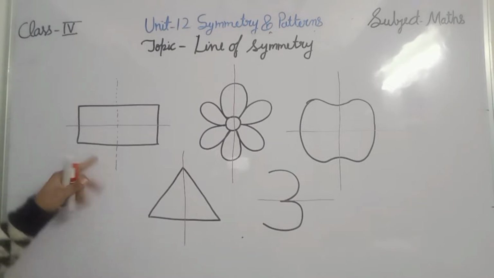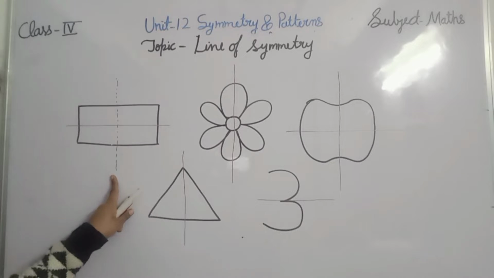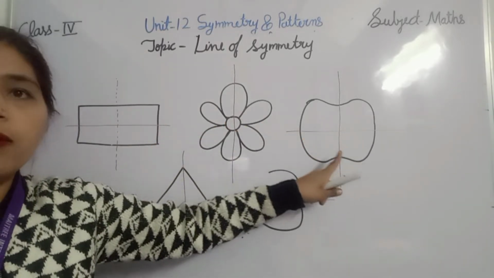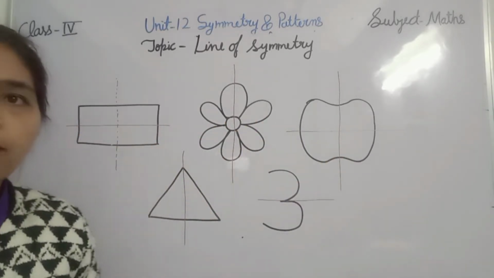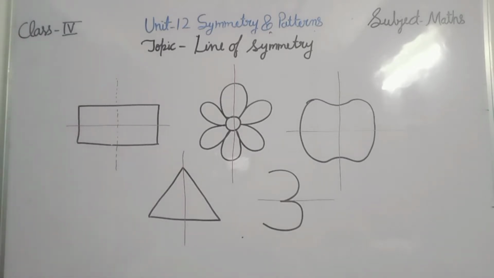Yes, what is the line of symmetry? It's an imaginary line that passes through the center of any shape and divides the shape into two equal parts. That is called the line of symmetry. Okay, so now how will we find the line of symmetry?